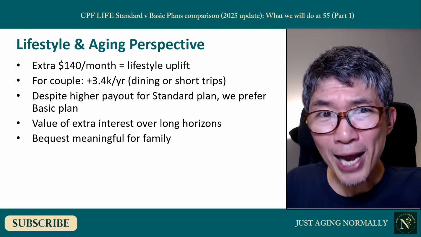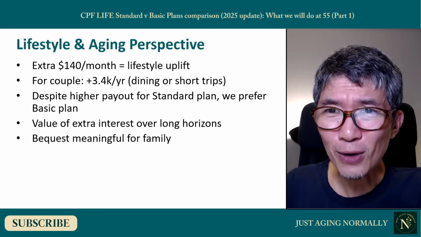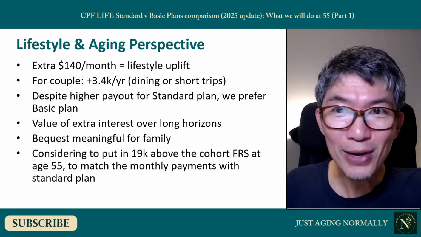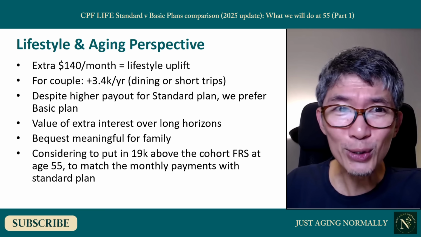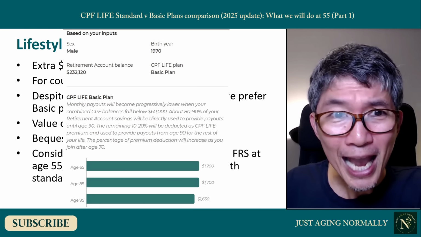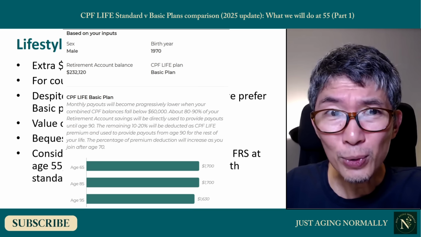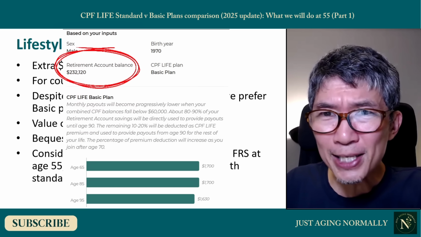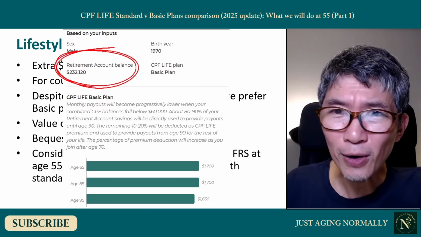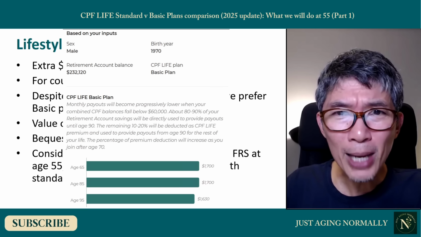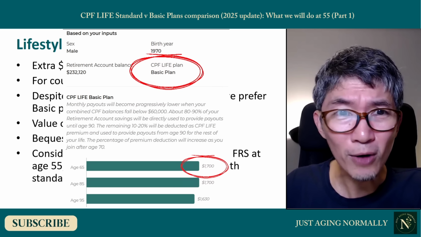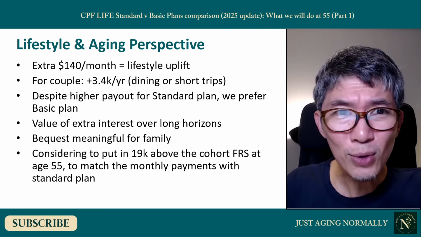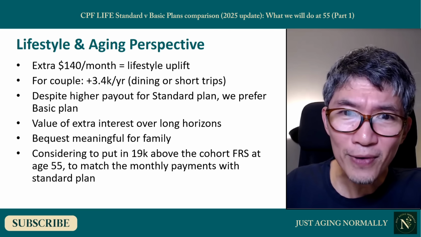Number 3, one obvious way to make up for the shortfall of $140 per month is to put in more money in the RA account at 55. So I used the CPF monthly calculator and arrived at the number of 232.1k. This means that if I put in 19k above the cohort FRS of 213k, the basic plan will give us the same monthly payout of 1,700 like the standard plan. So for the two of us, it will be around 40k at 55.